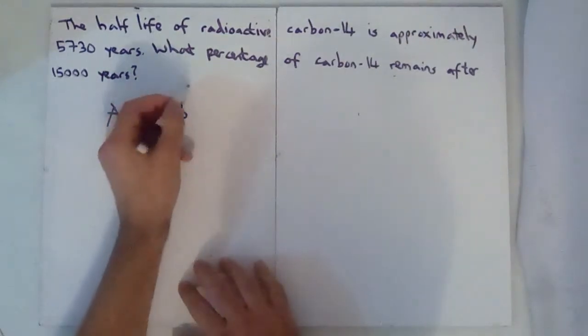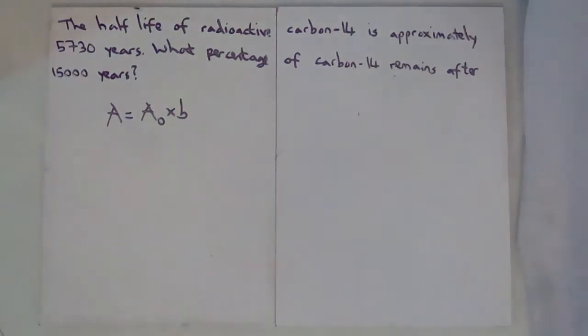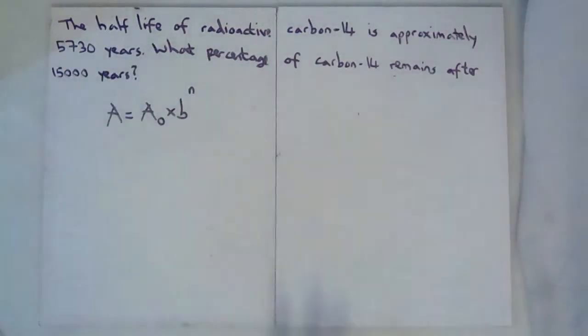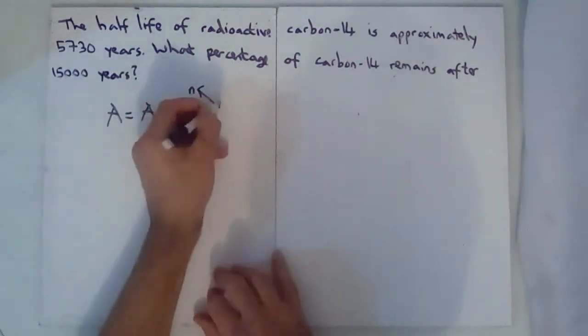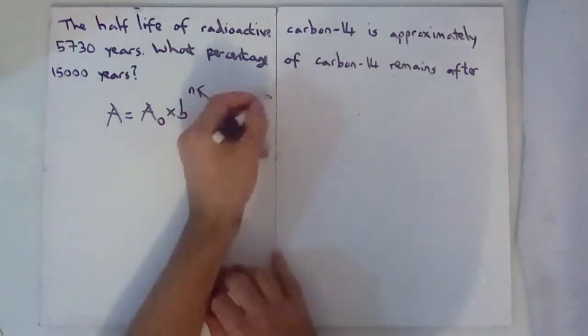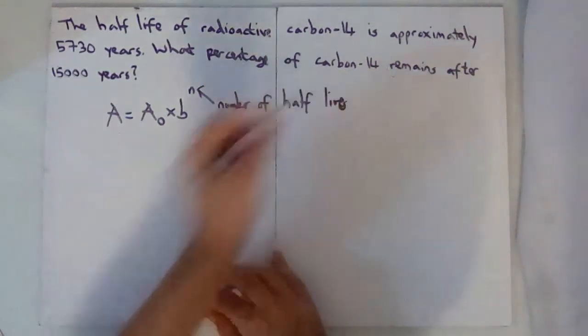times B to something here. I could put a T as in time, but for half-life it's not necessarily a time we need, we need some kind of power, and it's similar to compound interest, not related, but it's the number of half-lives. This n is kind of like the number of half-lives in the given time. So some power there.